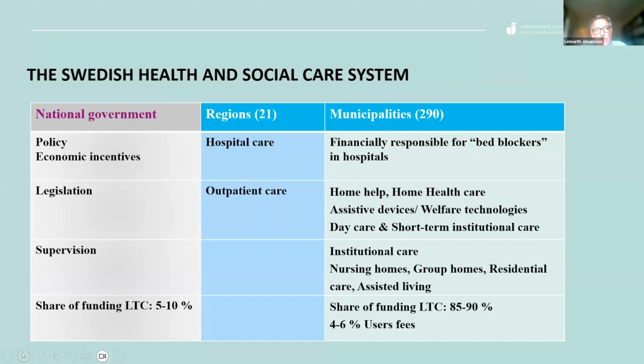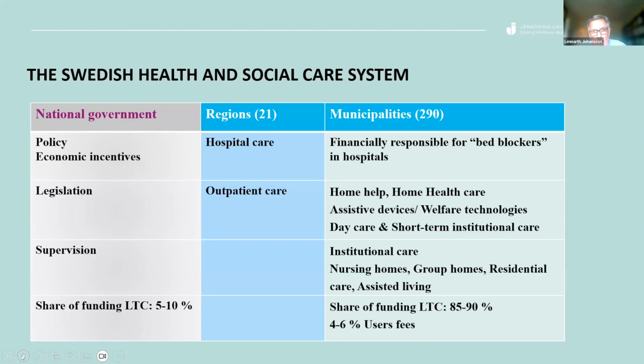The second column shows the responsibilities for the 21 regions that we have in Sweden. They are responsible for hospital care and outpatient care. And then the third column to the right, you see the responsibility for the 290 municipalities. First, they are financially responsible for bed blockers in hospitals that are medically treated and ready for discharge. The core of the long-term care help in Sweden is home health care, but there are also a number of other types of services such as assisted devices, welfare technologies, daycare, and short-term institutional care.